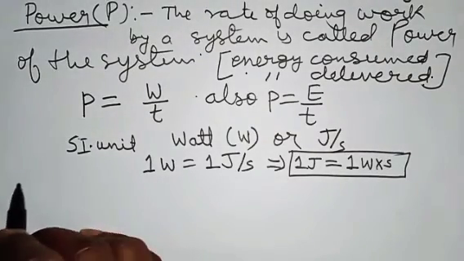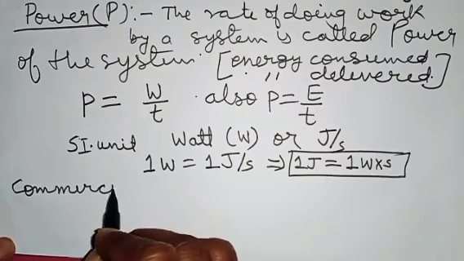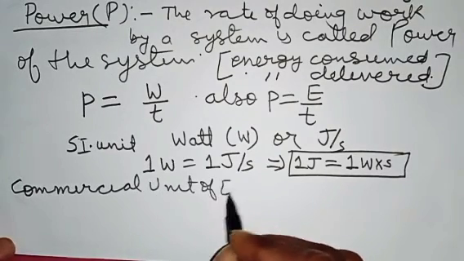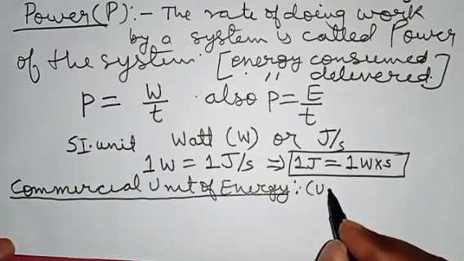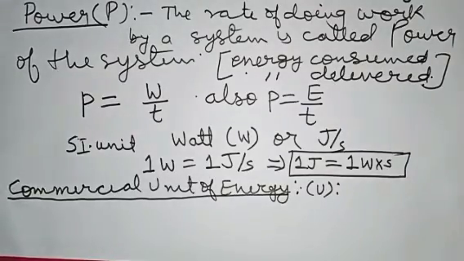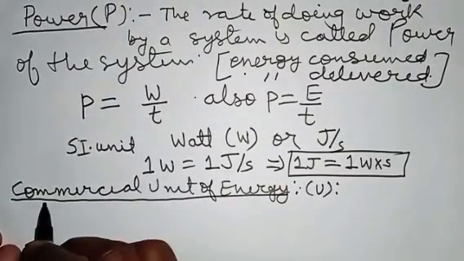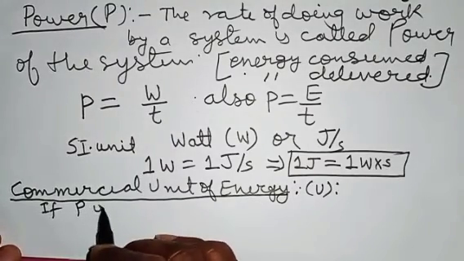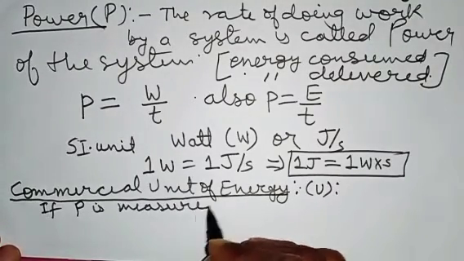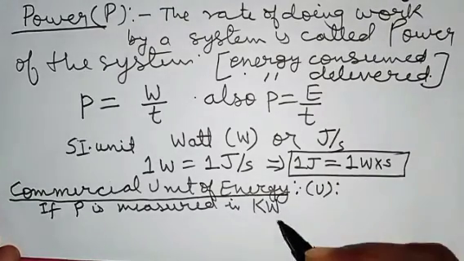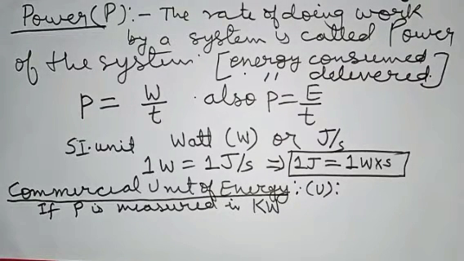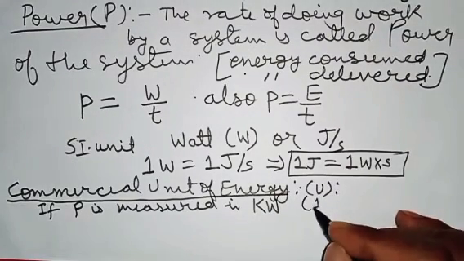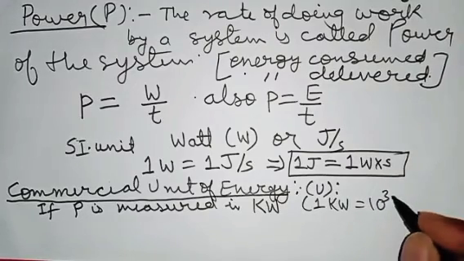And from here, commercial unit of energy is defined, which we generally call unit, which is measured in our power meter boards. So if P is measured in kilowatt, kilowatt is the bigger unit of power than watt. Every base unit has some higher unit like kilo, like mega, and smaller units also. So here its bigger unit is kilowatt, and of course we know that 1 kilowatt is equal to 10 to the power 3, that is 1000 watt.